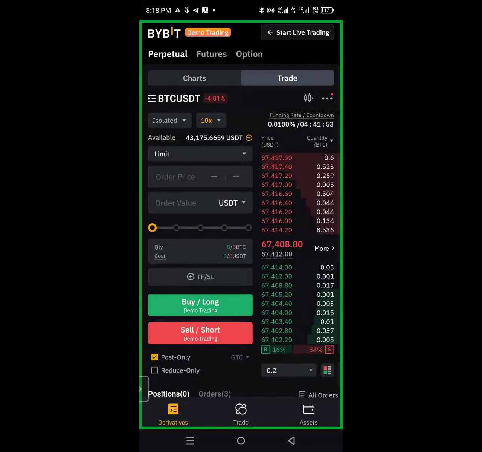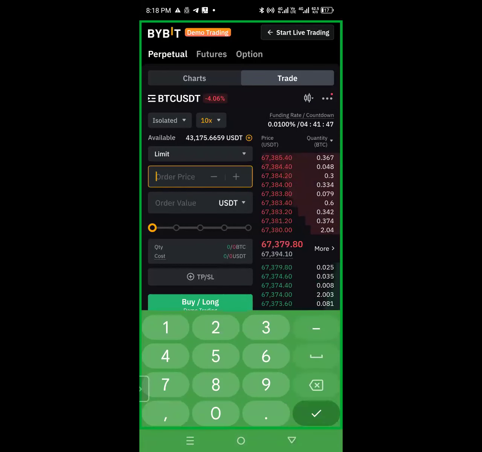Now, after limit is selected, there's a box asking for order price. That box is for entry price. So I'll go ahead and enter my entry. The entry is 66,200.